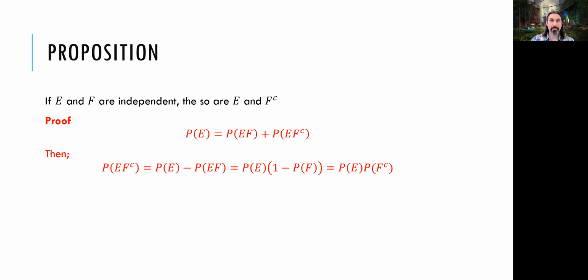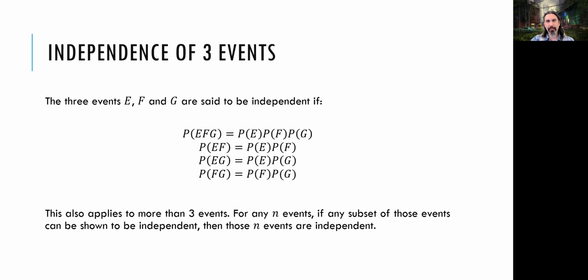This is again a simple proof, a simple proposition. Well, what about 3 events? What if we had 3 events? Now, if we had 3 events, then all 3 of them have to be independent of each other, and they have to be independent altogether. For example, when we have 3 events E, F, and G, we are expecting the probability of the intersection of EFG to be equal to P(E), P(F), P(G), the probability of E, probability of F, and probability of G. And we also expect all of them to be pairwise independent.